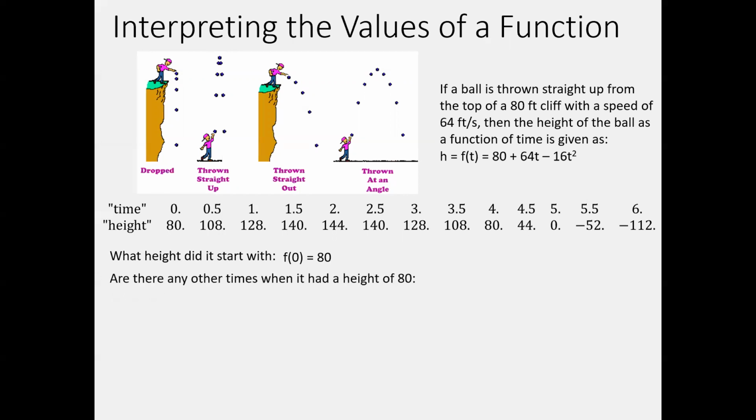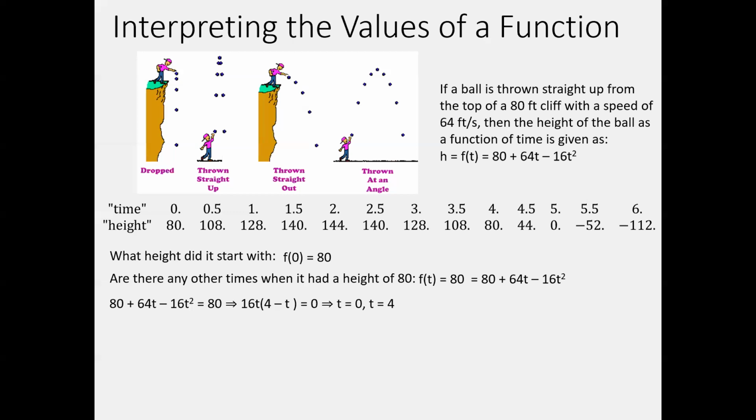I could ask the question, are there any other times when this ball has a height of 80? No, I don't want to search through and find that, yes, after 4 seconds, the height is 80. I want to have algebra answer this question. The question I'm asking is, when does f of t equal 80? Well, f of t is 80 plus 64t minus 16t squared. When is that equal to 80? What is the t that makes that true? That's an algebraic question. It's an algebraic equation to solve. I can solve this equation.